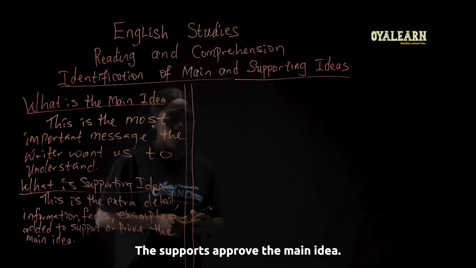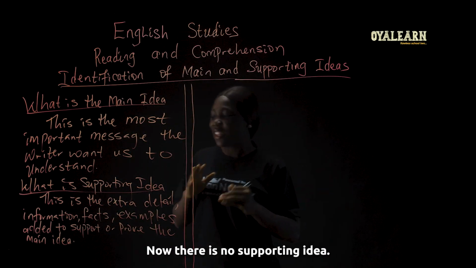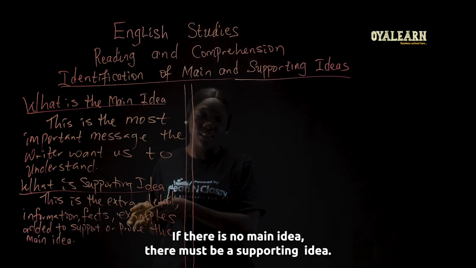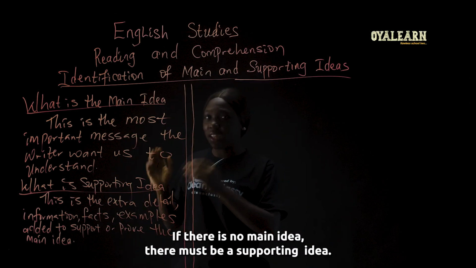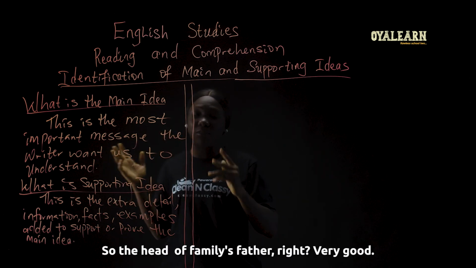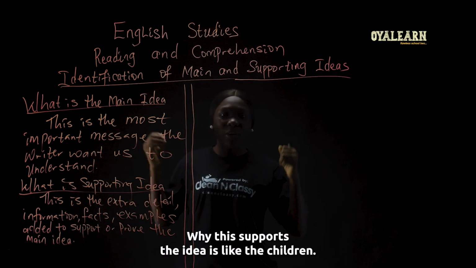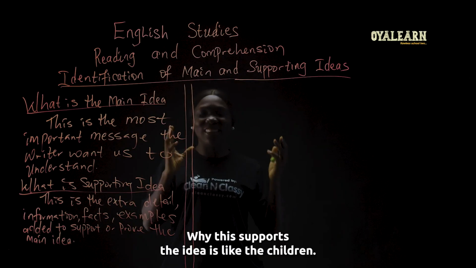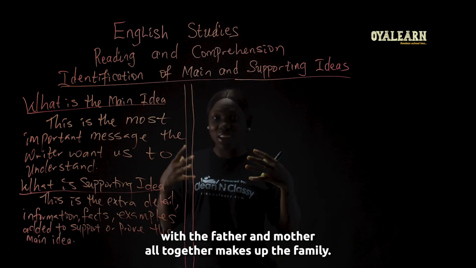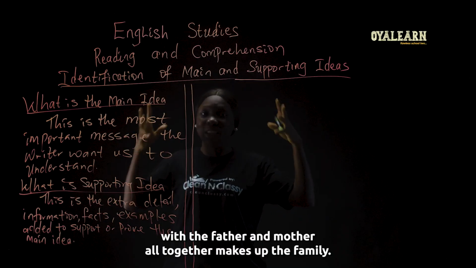To support or prove the main idea. Now, there is no supporting idea if there is no main idea. There must be a supporting idea. So the main idea is like the head of the family. So the head of the family is father, right? Very good. While the supporting idea is like the children. So the children together with the father and the mother all together makes up the family.